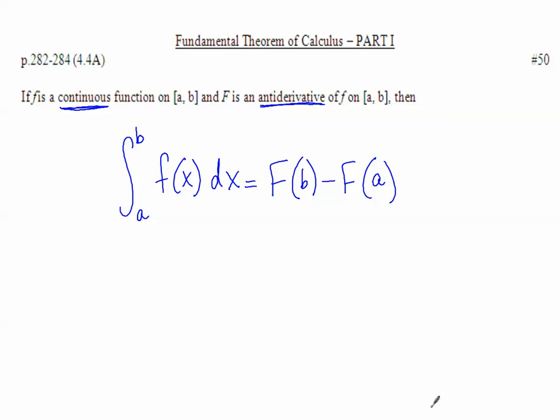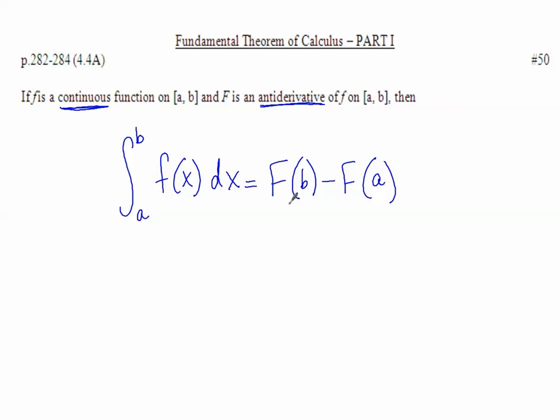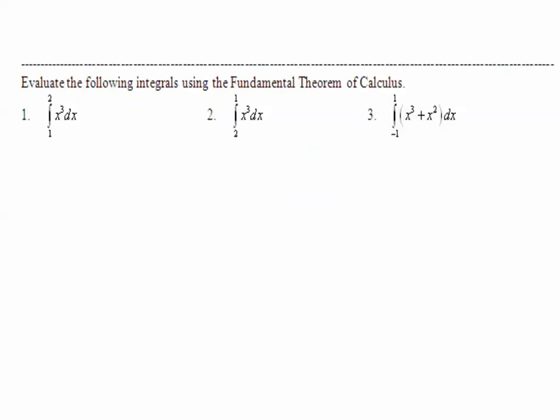So this is our shortcut so that we don't have to use that big limit process for the definite integral. Now we know that the antiderivative is the inverse process of the derivative. Therefore, because area is the inverse process of the slope, we know we can just use antiderivatives to find the definite integrals. So let's use this shortcut process for our definite integrals.